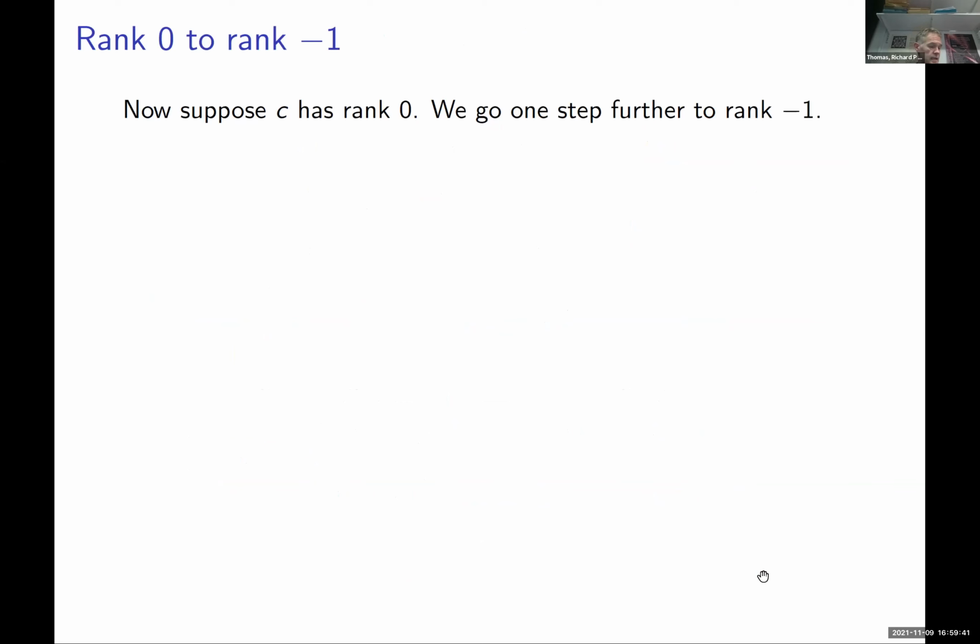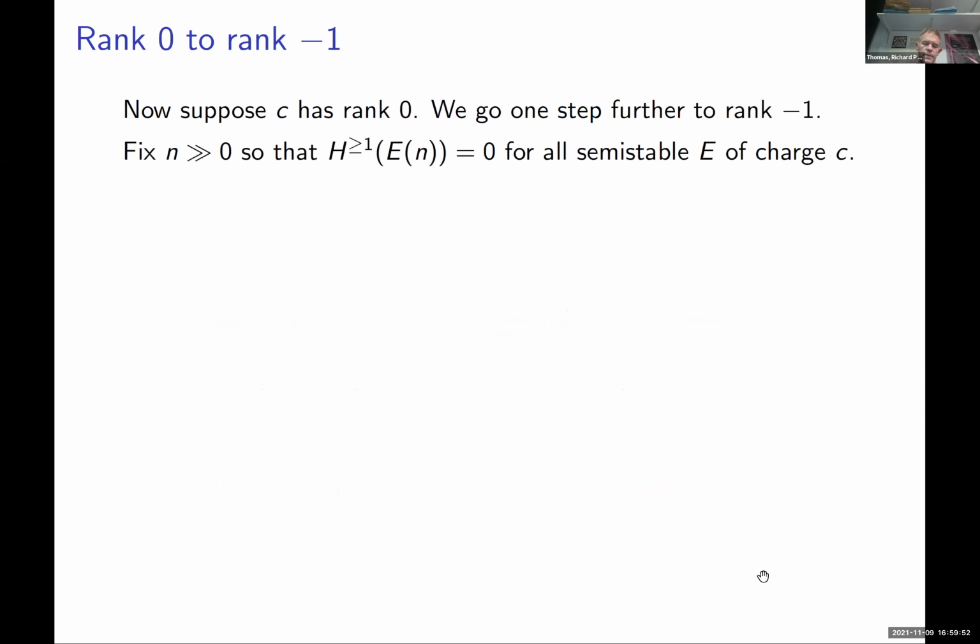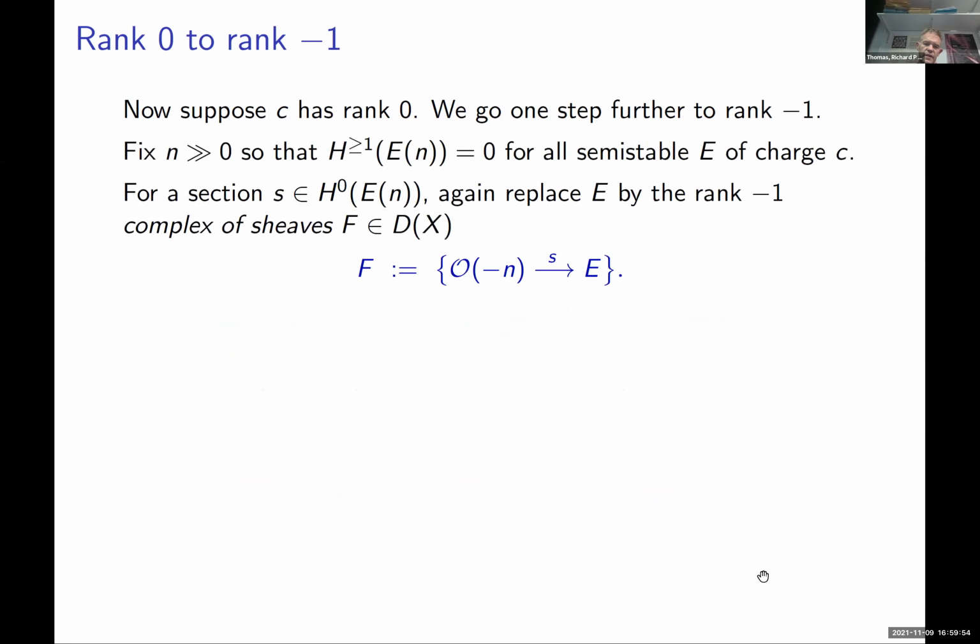Okay, and then the very last thing, do I have time? I have 1 minute. So finally, I want to go from rank 0 to rank -1. So we go one further step, we just do the same as before. Again, we twist everything up, we make it all positive, we take a section, and then we replace E now by this complex of sheaves. So we don't take the cokernel anymore because it's not an injective map anymore. E has rank 0. So this is not an injective map of sheaves. So we don't want to take kernel or cokernel. We just take the whole complex.